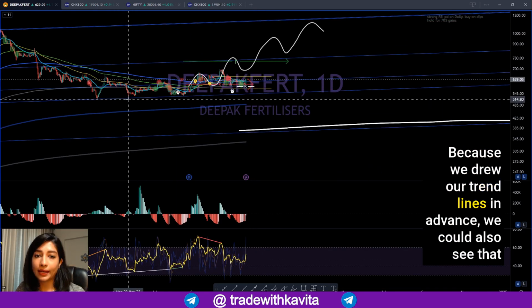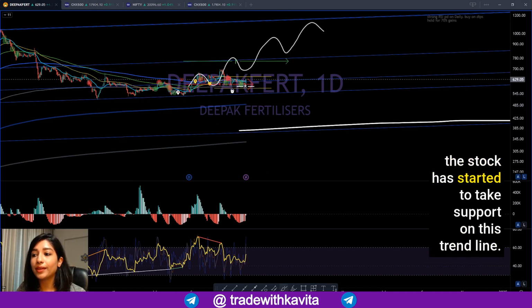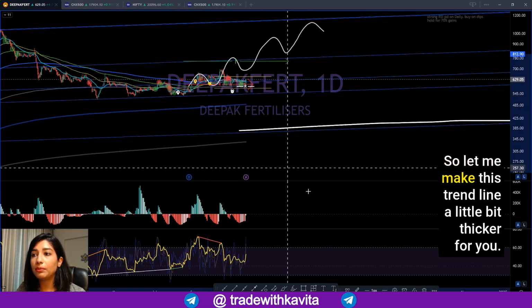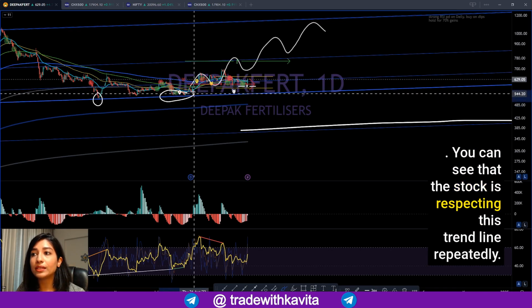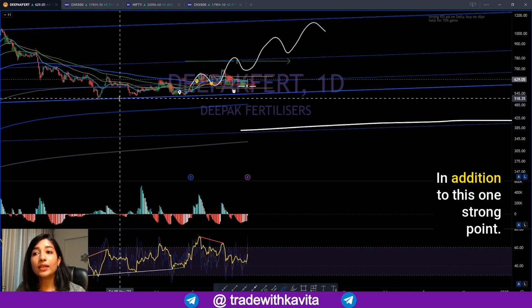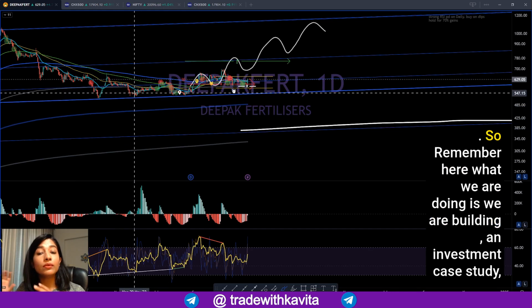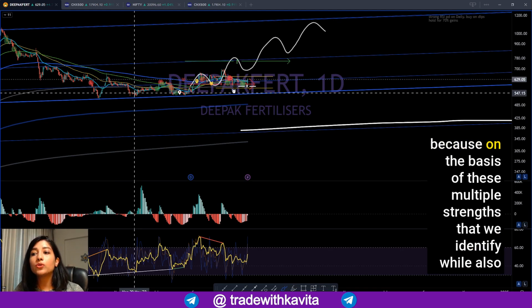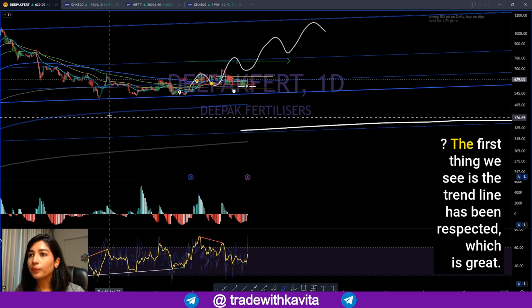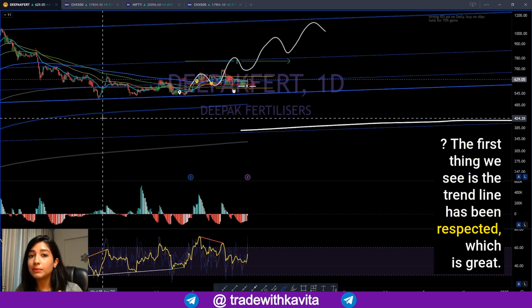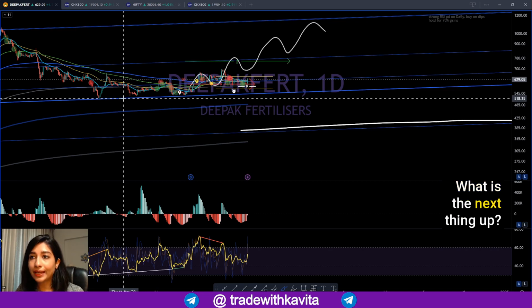Because we drew our trend lines in advance, we could also see that the stock has started to take support on this trend line. So let me make this trend line a little bit thicker for you. So you can see that the stock is respecting this trend line repeatedly. In addition to this, one strong point. So remember, here what we are doing is building an investment case study, because on the basis of these multiple strengths that we identify while also looking for weaknesses, on the basis of these pointers, we are going to make our decision. The first thing we see is the trend line has been respected, which is great. What is the next thing up?